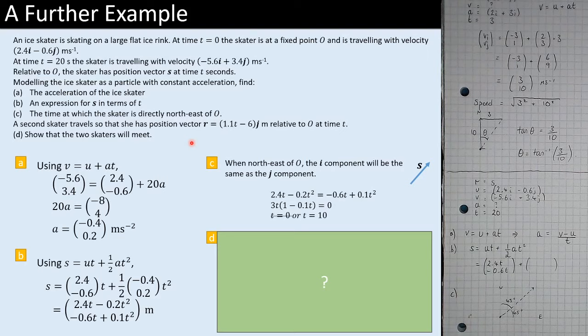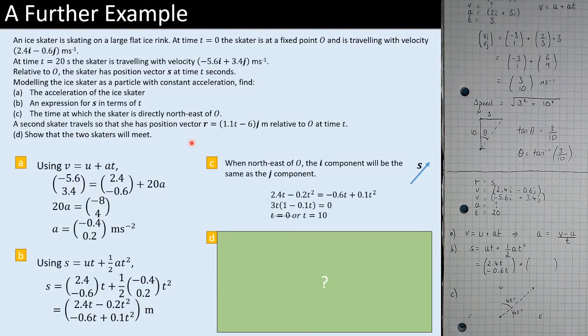Okay. So last little bit for this, and then I'm going to give you one to have a look at for yourself. We've got a second skater who travels, and she has a position vector r, which is 1.1t take away 6 j meters relative to O at a time t. So they're talking about the same origin point, and that's important with vectors. Okay, they are talking about the same origin point.